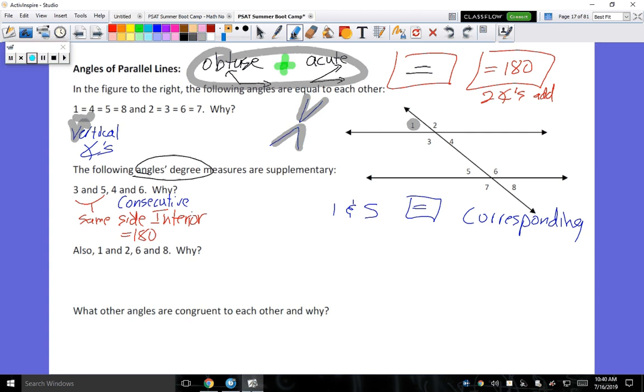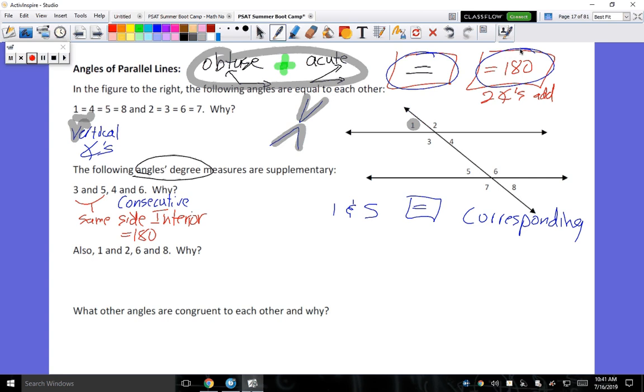Okay, let's go back. 1 and 2, linear pair. How about 1 and 3? Linear pair. They are adjacent, but let's call them a linear pair to be supplementary. And then 1 and 6. Are they equal, or are they equal to 180? Equal to 180. Is there a formal name that ties 1 and 6 together? No, there's not. So now let's do 1 and 7.